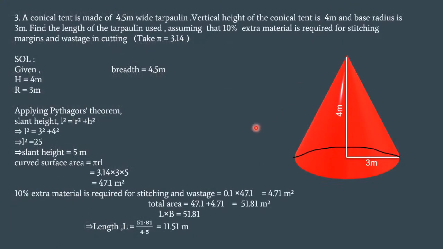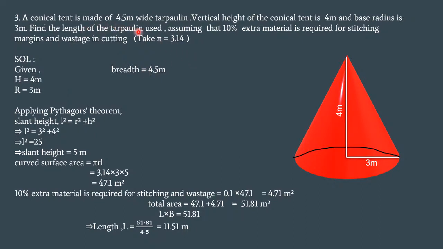Third question. A conical tent is made of 4.5 meter wide tarpaulin. The vertical height of the conical tent is 4 meters and the base radius is 3 meters. Find the length of tarpaulin used, assuming that 10% extra material is required for stitching margins and wastage in cutting. Take pi equal to 3.14.